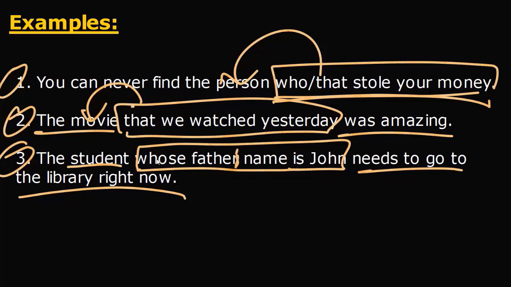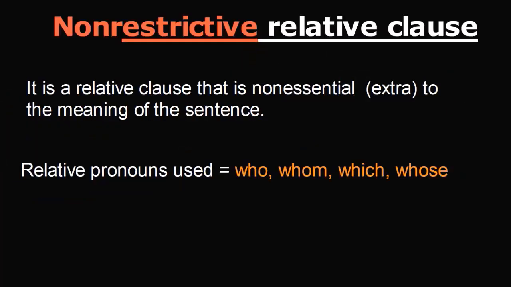Whose father's name is John needs to go to the library right now. Not any student in the class. Whose father's name is John needs to go to the library, right? So these are restrictive relative clauses, right? Coming after a noun and giving essential information about them. All right. Non-restrictive relative clauses.